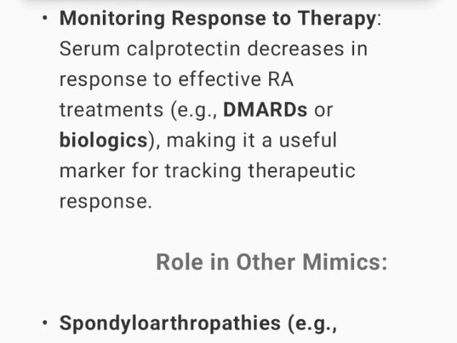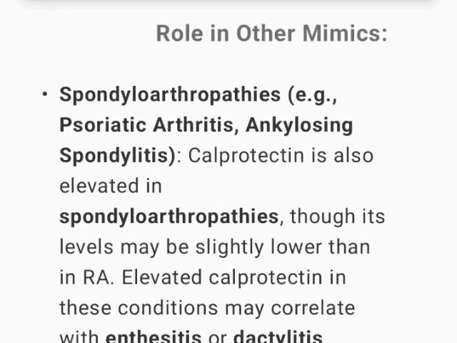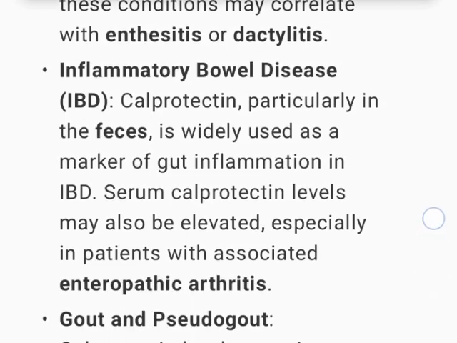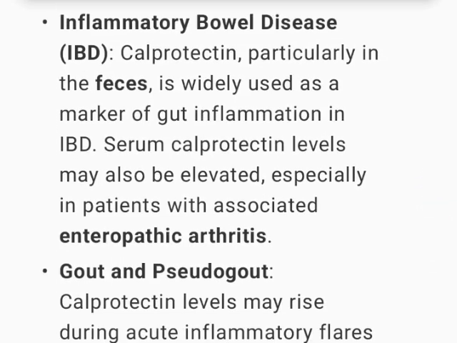Role in other mimics. Spondyloarthropathies, e.g., psoriatic arthritis, ankylosing spondylitis. Calprotectin is also elevated in spondyloarthropathies, though its levels may be slightly lower than in RA. Elevated calprotectin in these conditions may correlate with enthesitis or dactylitis. Inflammatory bowel disease. Calprotectin, particularly in the feces, is widely used as a marker of gut inflammation in IBD. Serum calprotectin levels may also be elevated, especially in patients with associated enteropathic arthritis.